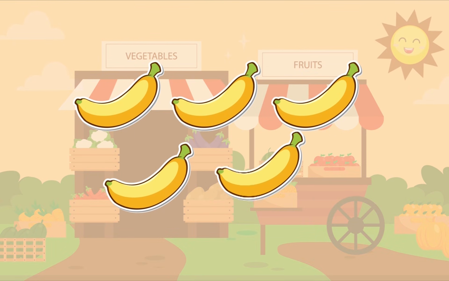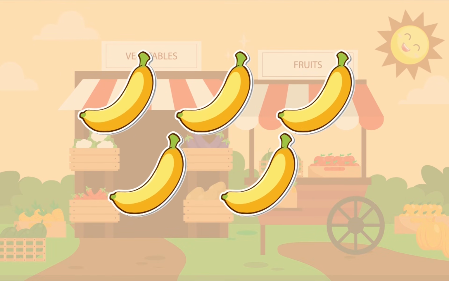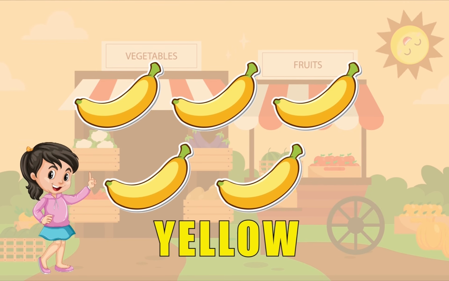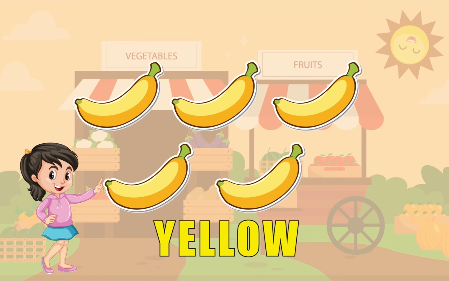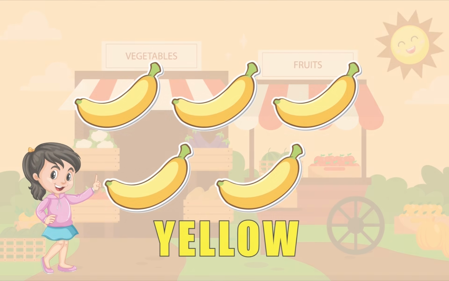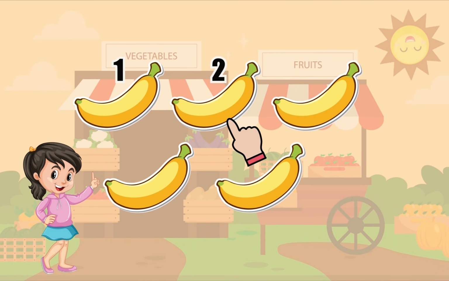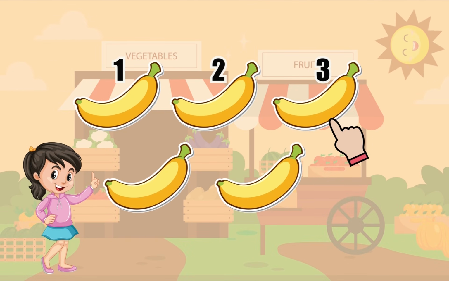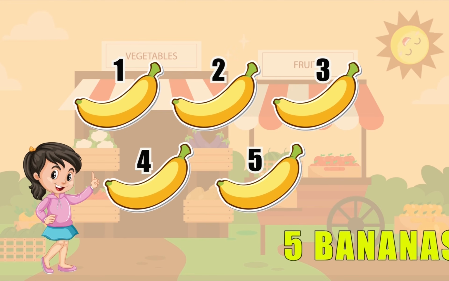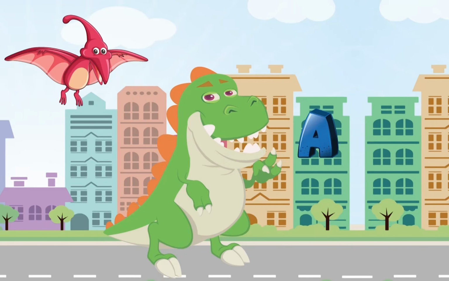I see bananas. The bananas are color yellow. Can you help me count the bananas? Let's count how many bananas there are. 1, 2, 3, 4, 5. 5 bananas. Good job counting.